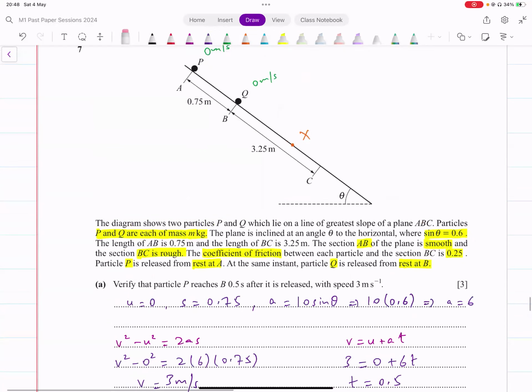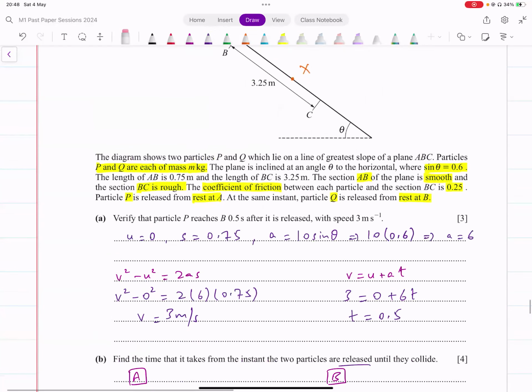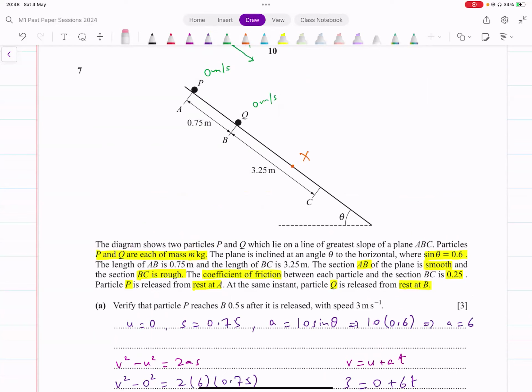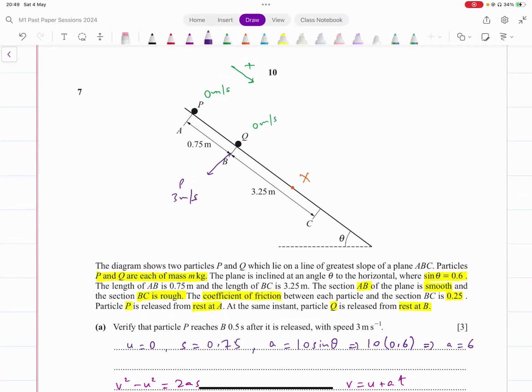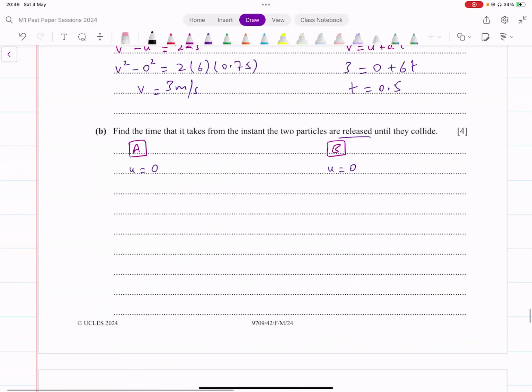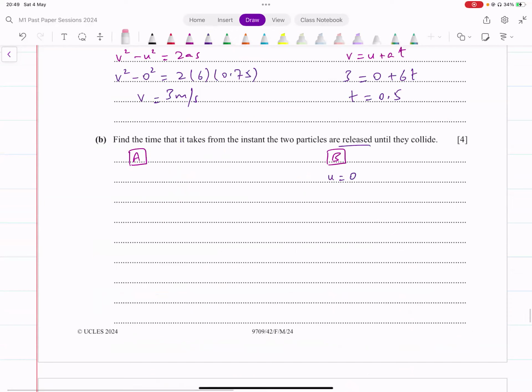We know that in 0.5 seconds, P has reached this point, right? It took P 0.5 seconds to reach this point. And at this point, we know the velocity of P is 3 meters per second. After 0.5 seconds, particle P has reached here. Let's start from that point.